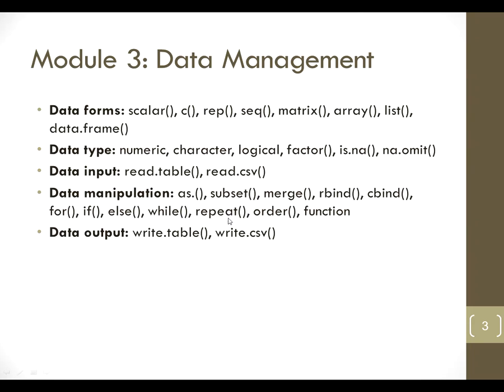I actually don't remember if we touched on this repeat function. I'm going to skip that. We did talk about ordering and sorting your data. Finally, once you've finished manipulating your data and you want to output it back into a format that you can send to collaborators, you can use the write.table command to save a txt file, or the write.csv command to save a CSV file.